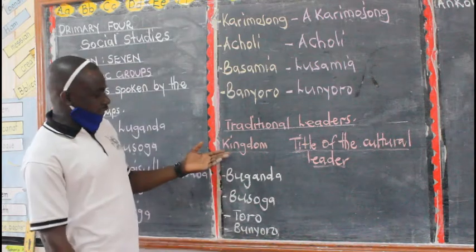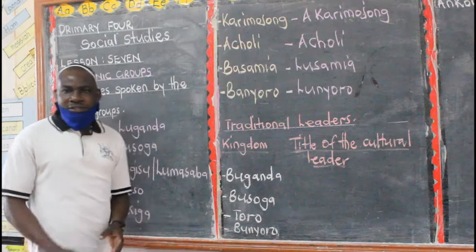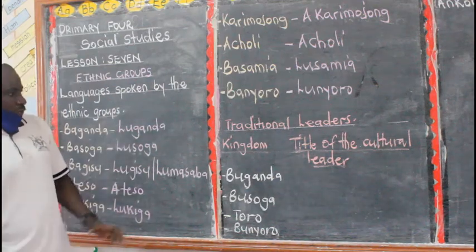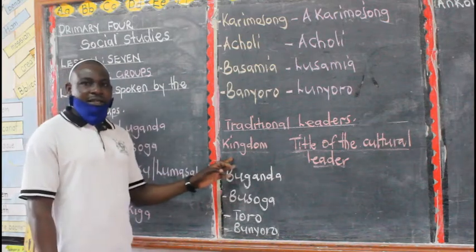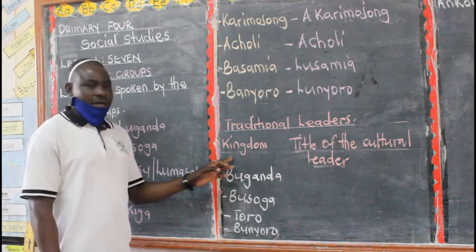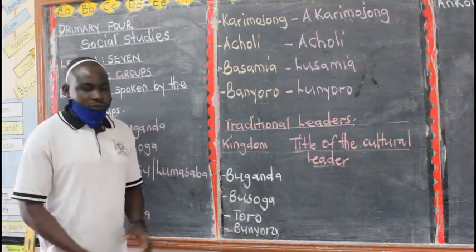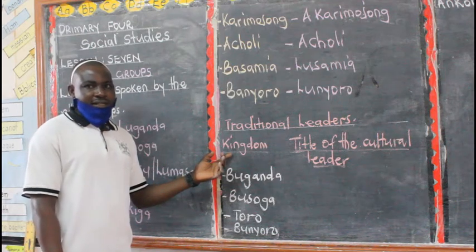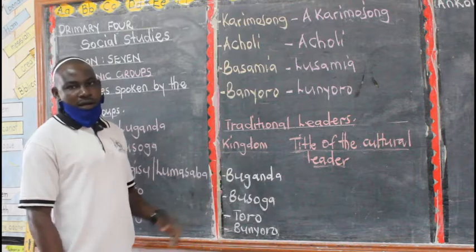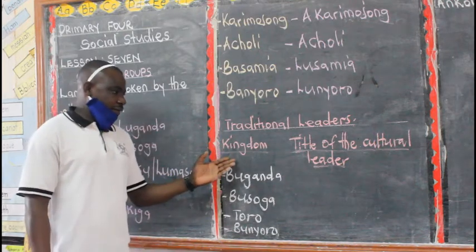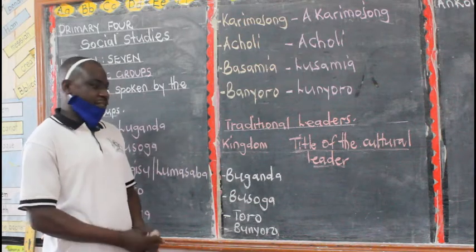But before looking at the examples of kingdoms in Uganda, they can ask you, what is a kingdom? So my beloved children of primary 4, when you are defining a kingdom, you say a kingdom is an area of land ruled by a king or a queen. Could be a king or could be a queen.